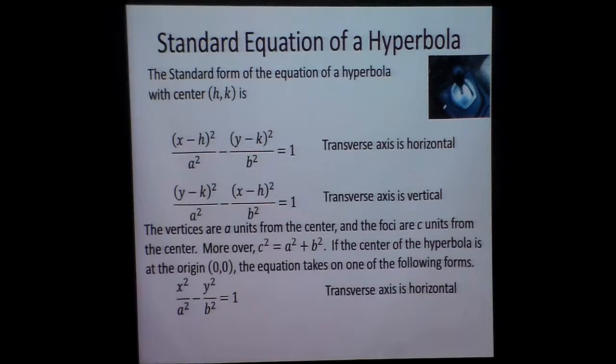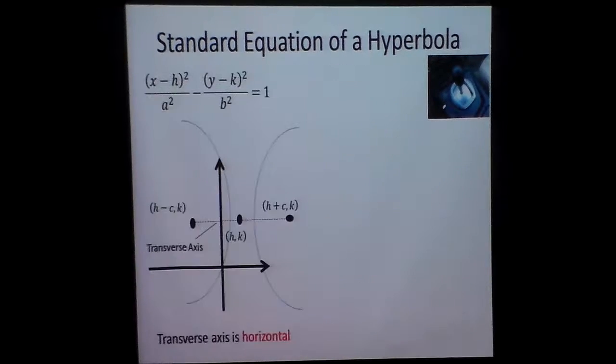You would have the shorter version, just the x squared over a squared minus the y squared over b squared equals 1 if the transverse axis is horizontal. And you'd have this one if the transverse axis is vertical. All right? So it's very important.